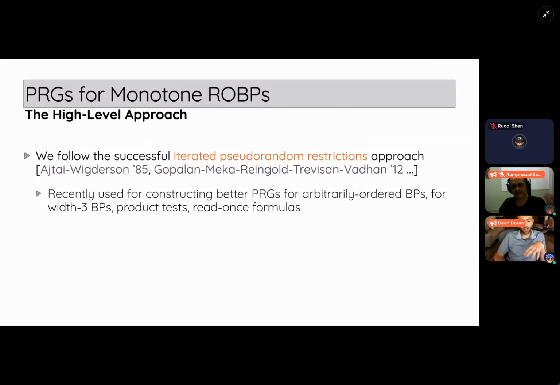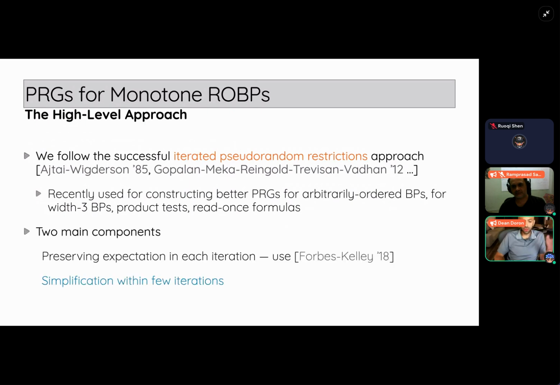Now, this approach has two main components. The first one is that we need to make sure we preserve the function's expectation on average over the restrictions. And for this, we use an off-the-shelf result by Forbes and Kelley, which gives us exactly that. The second component, which is the bulk of our work, is that we need to make sure we simplify enough within few iterations.